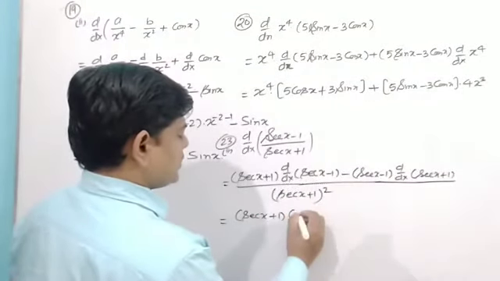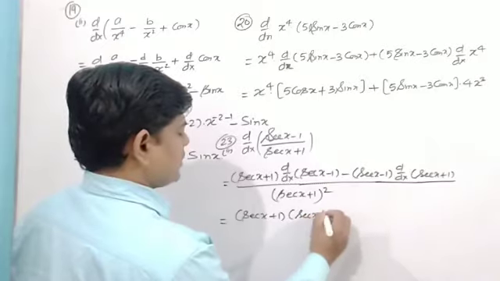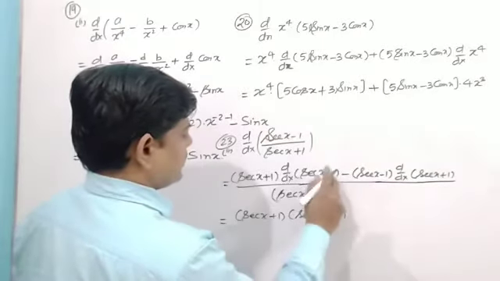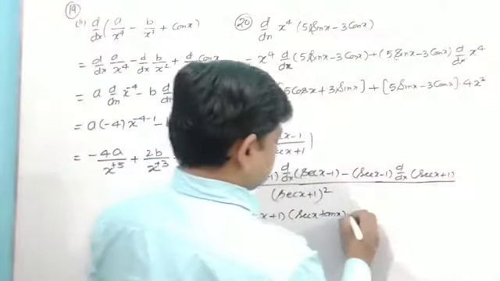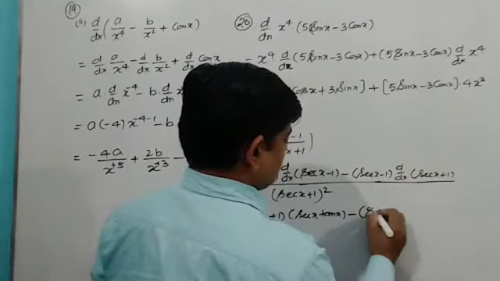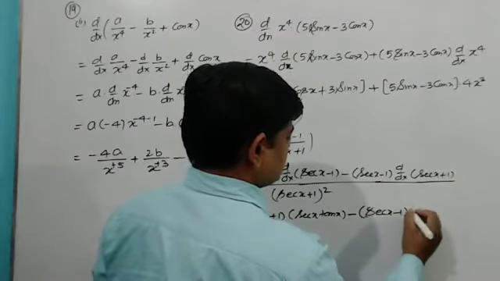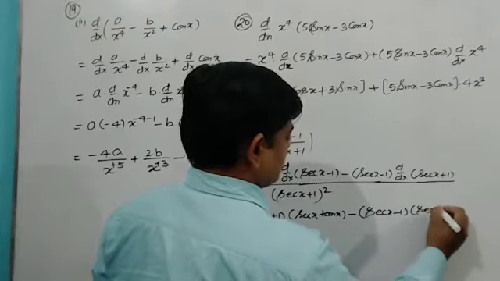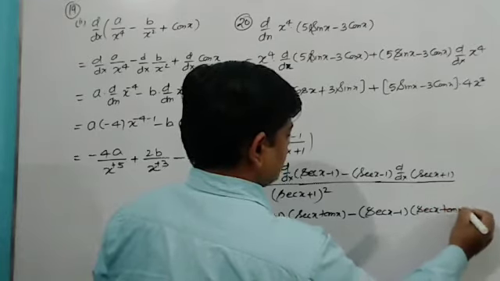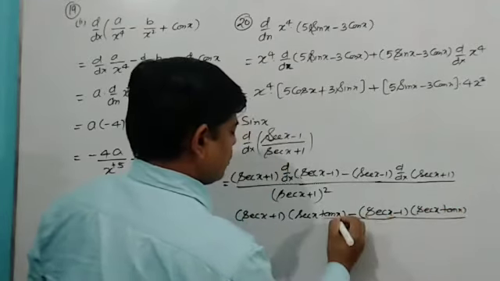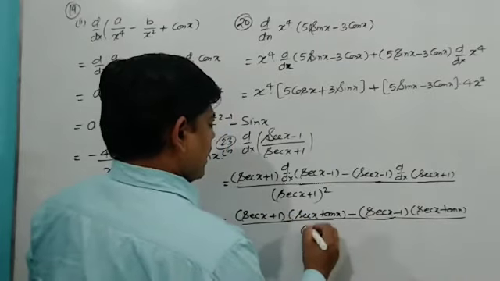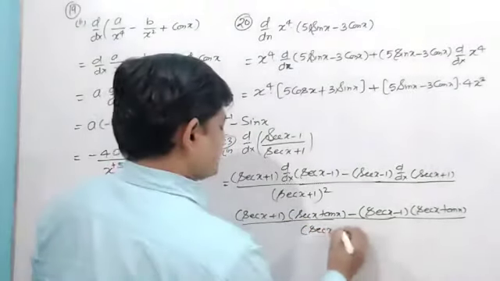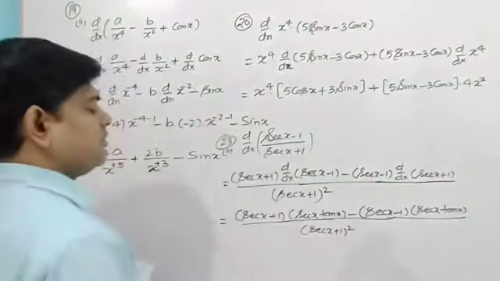The differentiation of sec x is sec x tan x, and then 1 is 0, minus sec x minus 1. This is again sec x tan x whole upon sec x plus 1 the whole square. And now we can simplify.